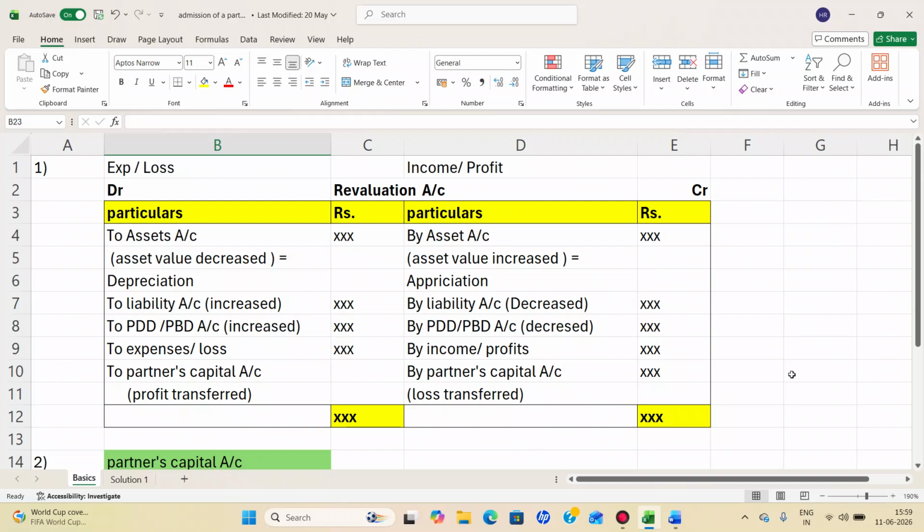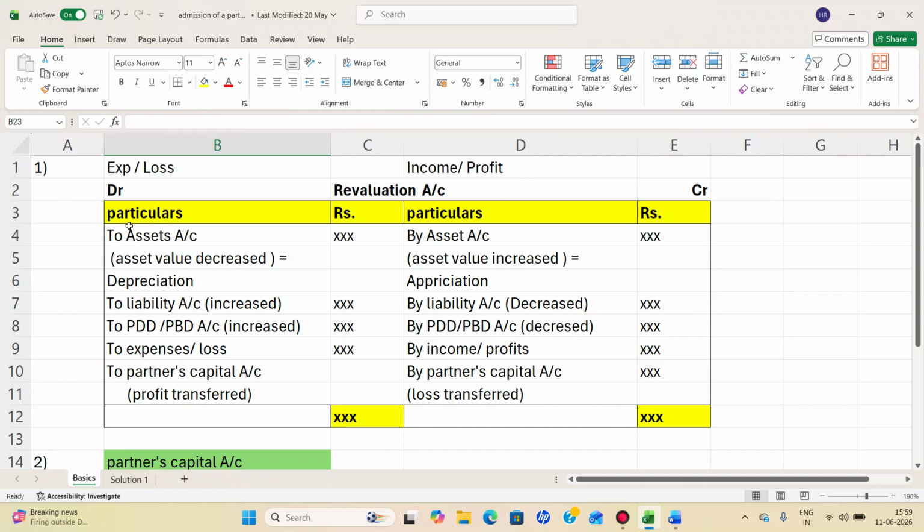Today, I'm going to explain one of the most important topics from the examination point of view for 12 marks, that is admission of partner. Here is the format: income or profit or revaluation account. Here, the debit side and credit side will be there. For the debit side, expenses or losses. For the credit side, incomes or profit.